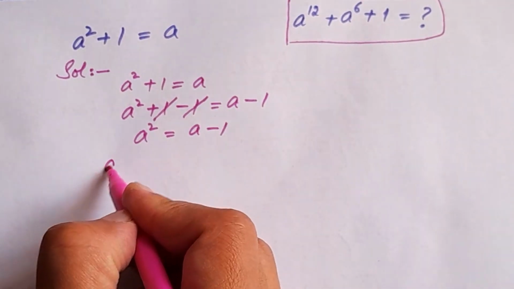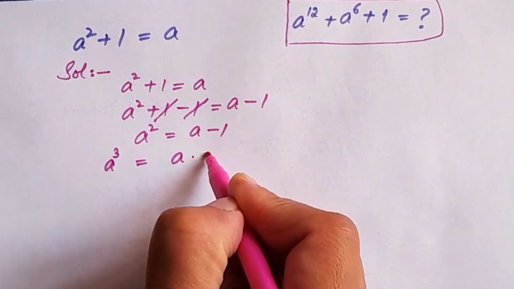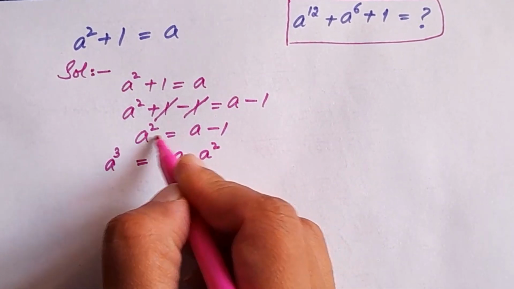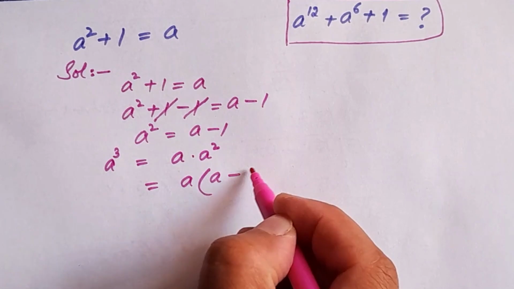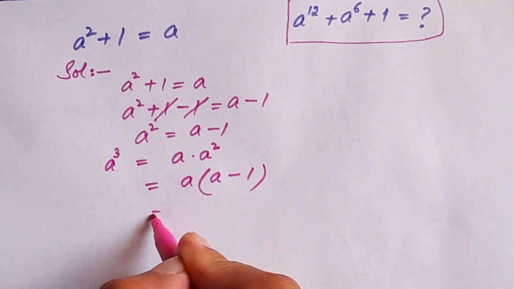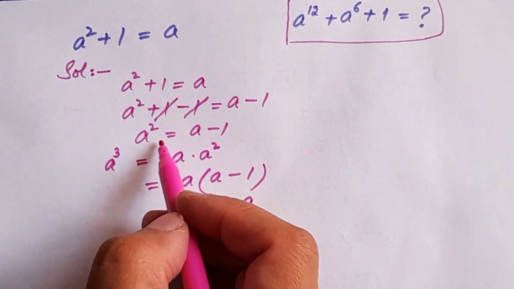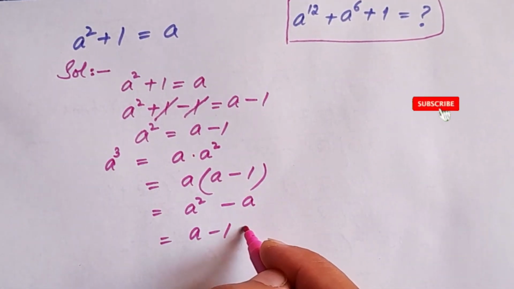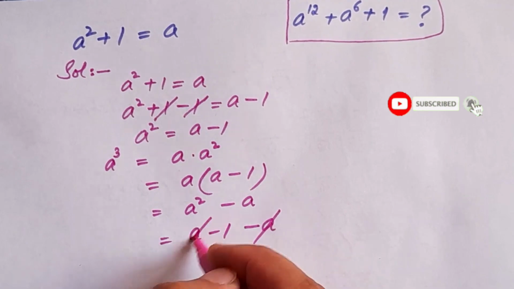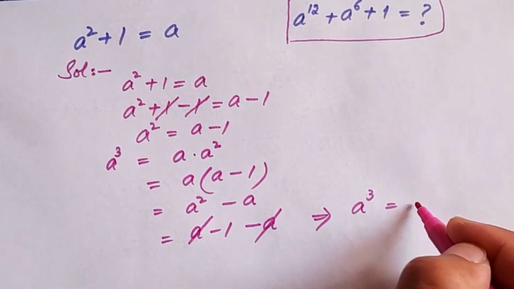A to the power 3 or a cube can be written as a times a square. Plugging in the value of a square, which is a minus 1, we are going to multiply this a by each term inside the bracket. We get a square minus a. A square is again a minus 1. This negative and positive a cancel out. A cube is equal to negative 1.